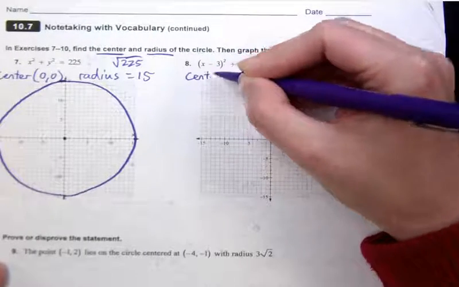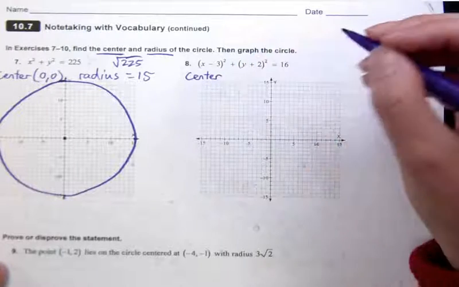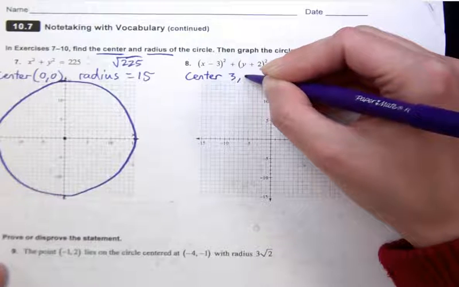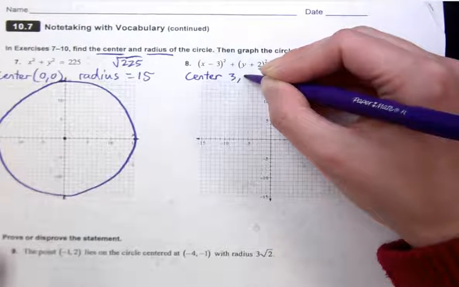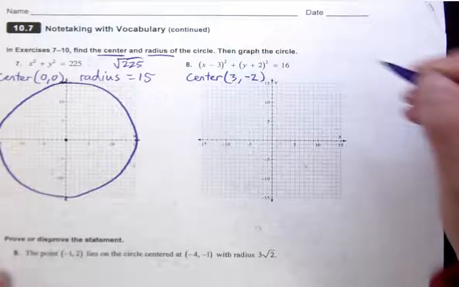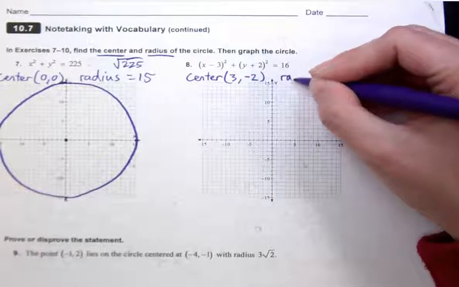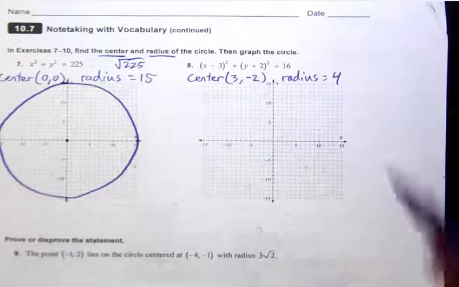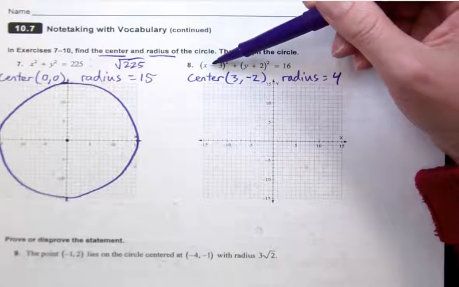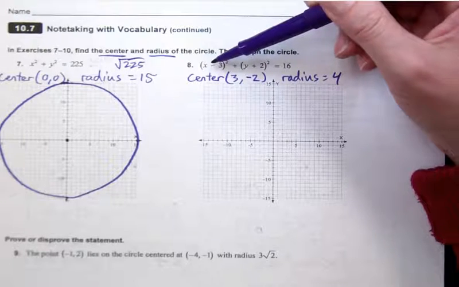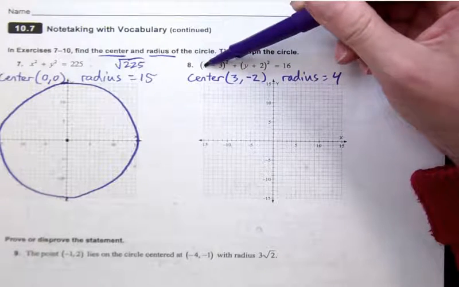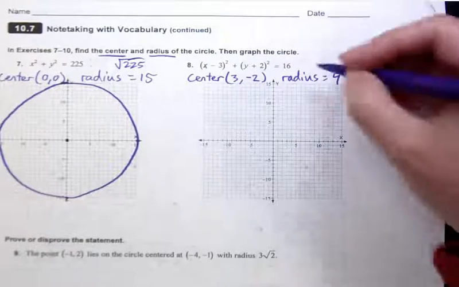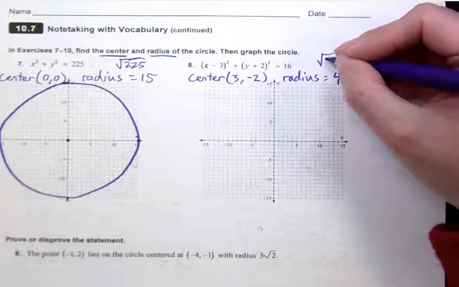And problem 8, what is the center? 3 and negative 2, right? So we change the signs. What is the radius? Because the formula is minus, and so you always have to change the sign of what's there because the formula is minus. That was a really good question of how we know it's negative 2. And radius is 4, square root of 16.